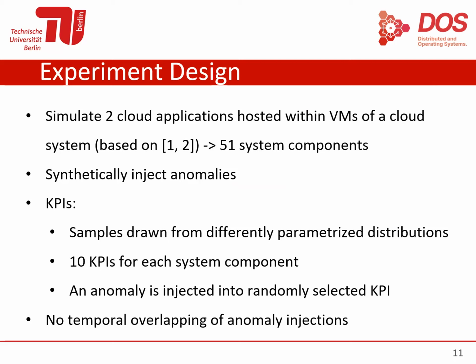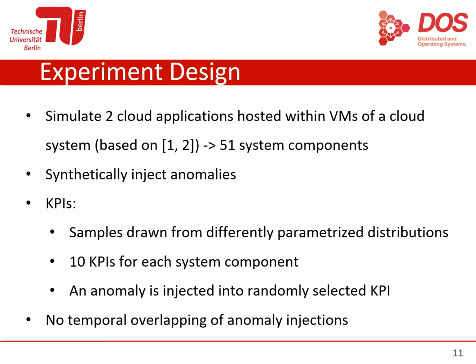In order to verify if our method is beneficial at all, we design an artificial experiment. We simulate two cloud applications hosted within virtual machines of a cloud system, and we base this on the deployment layouts of two popular cloud applications, which eventually results in 51 system components, both hosts and actual virtual machines. We then synthetically inject anomalies. When it comes to the KPIs of these system components, we draw samples from differently parameterized distributions, and we go with 10 KPIs for each system component.